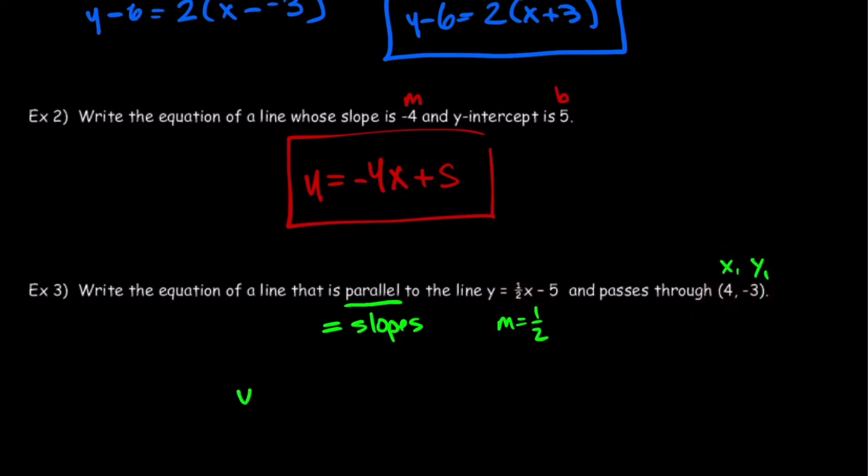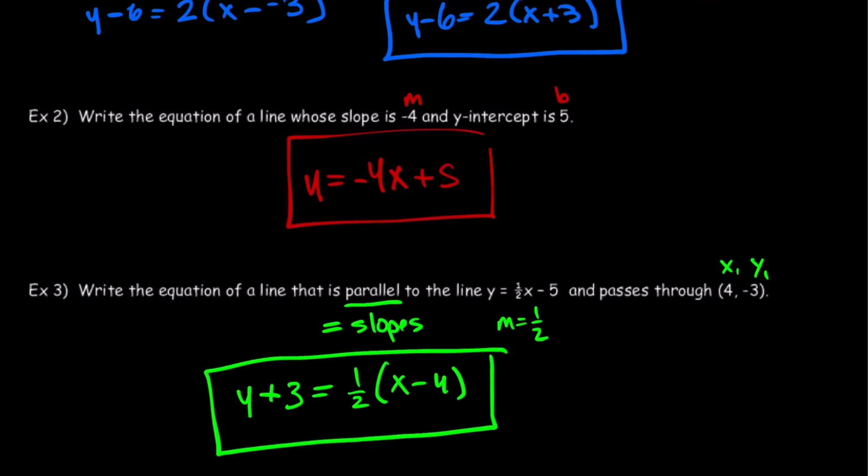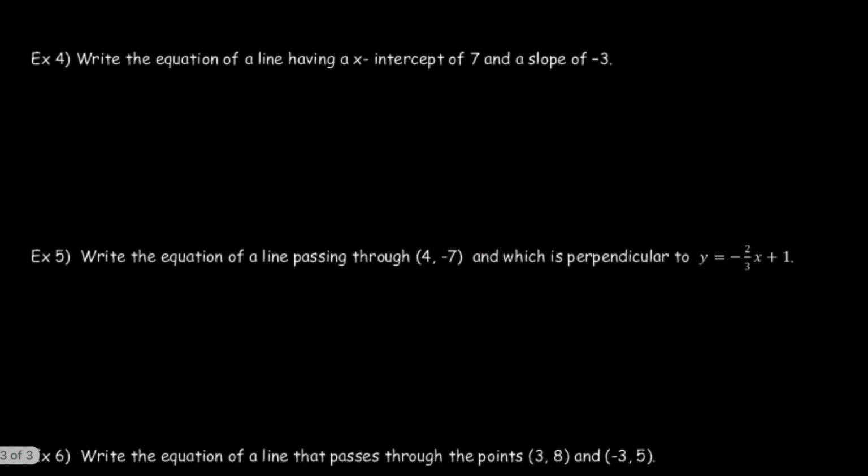So I have y minus the y coordinate, so that's a -3. Y minus a -3 ends up being y plus 3 equals your m, 1/2, times x minus the x coordinate, which is 4. That's how you get that equation. All right, let's move on to a few more. They'll get a little bit more difficult, but let's check this out.